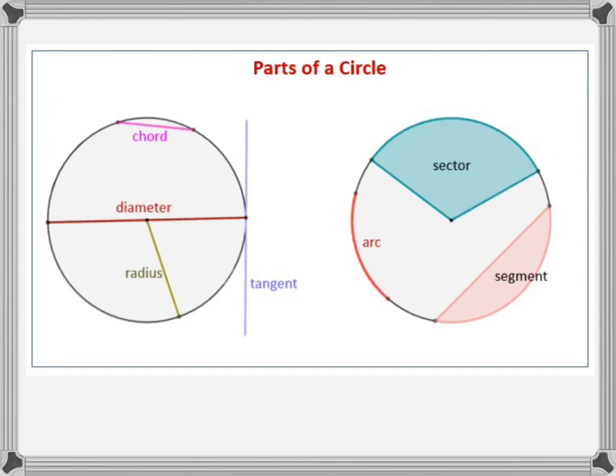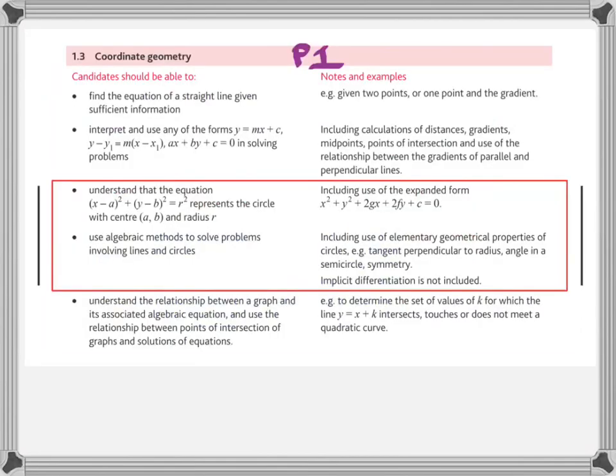Then we are also aware of the different terminology such as arc length, which is part of the circumference, sector, which is that pizza shape section of a circle, and segment. Now, if we look at the new P1 syllabus, circles fall under the category of coordinate geometry.